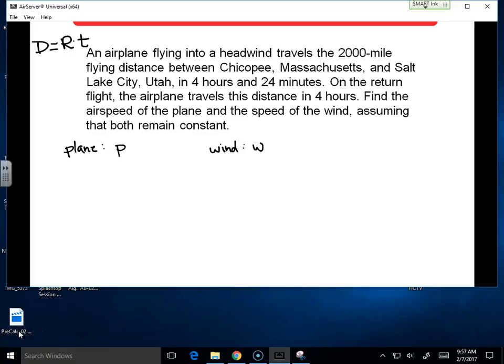So if it's flying into a headwind. Is the plane and the wind working together or working against each other? And we don't have to stress about vectors because headwind means it is directly head on, right? Plane is going one direction, wind is pushing the other direction. So are we going to add the two and say they're working to make it faster, or subtract the two? Subtract.